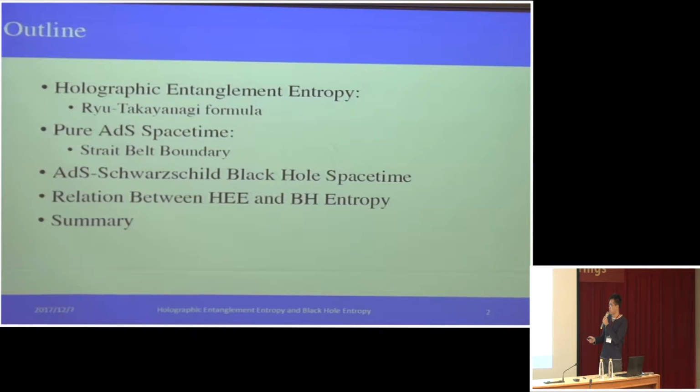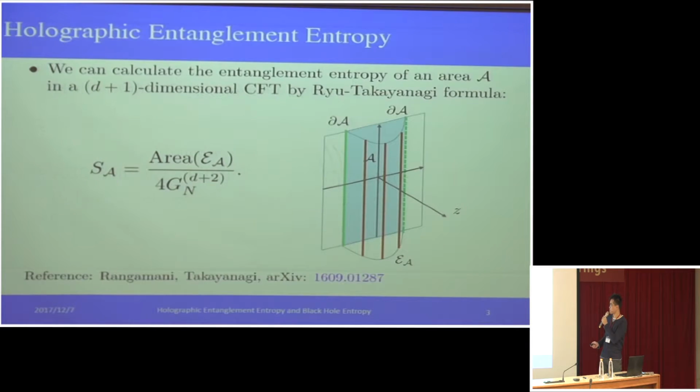And then if we consider the thermal excitation of this CFT, we have to put a black hole in our bulk space. So we consider the ADS Schwarzschild black hole spacetime. Then I will show you some relationship between the holographic entanglement entropy and the black hole entropy we put here in our black hole spacetime, and then give the summary.